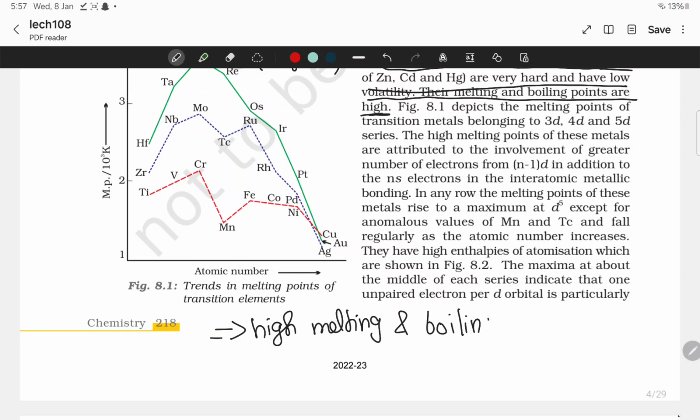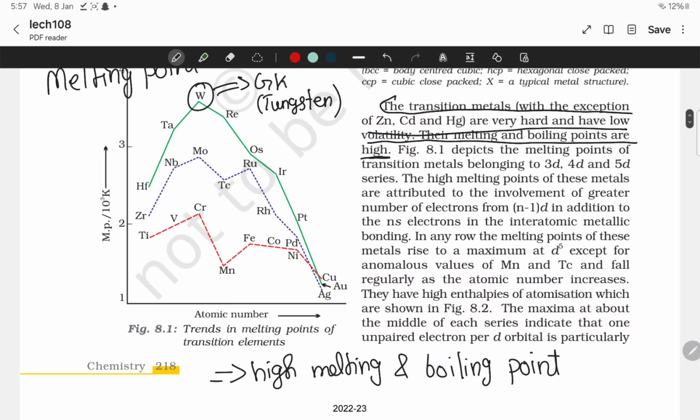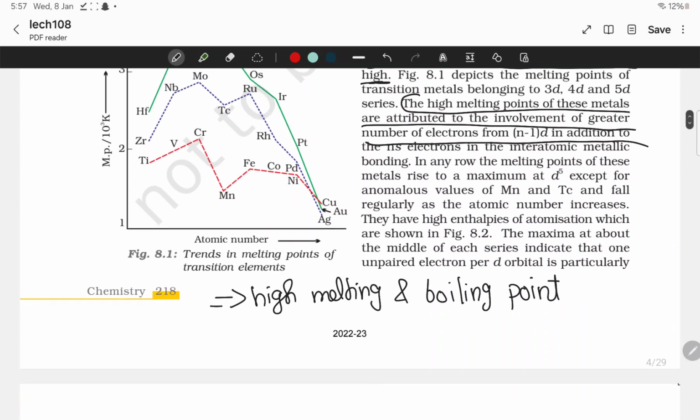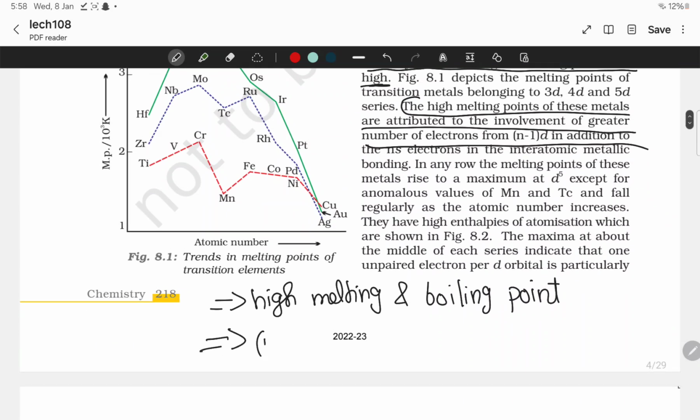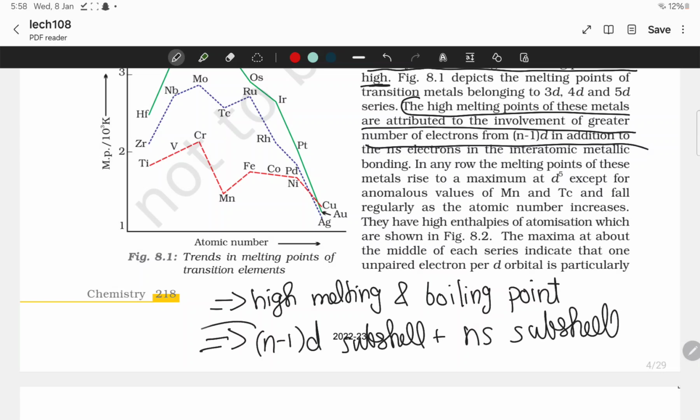The reason for that is the high melting points of these metals are attributed due to the involvement of greater number of electrons from (n-1)d. That is, the reason for this is more electrons from (n-1)d subshell plus ns subshell. Both electrons are involved in interatomic metallic bonding.